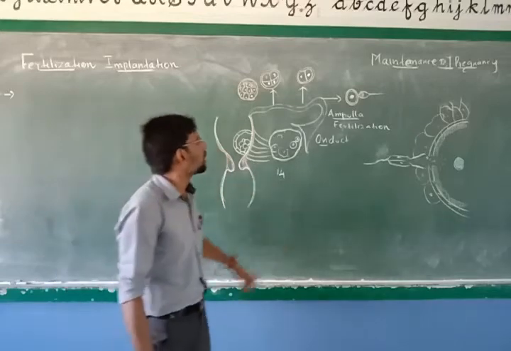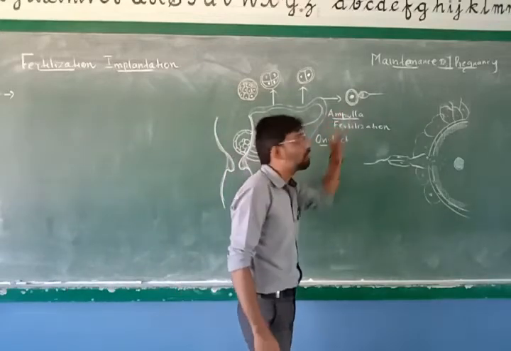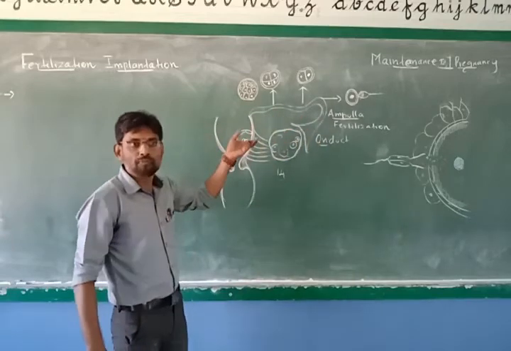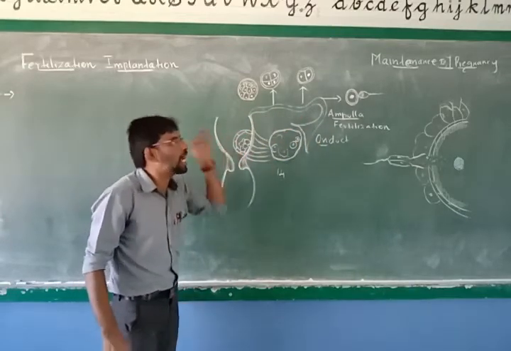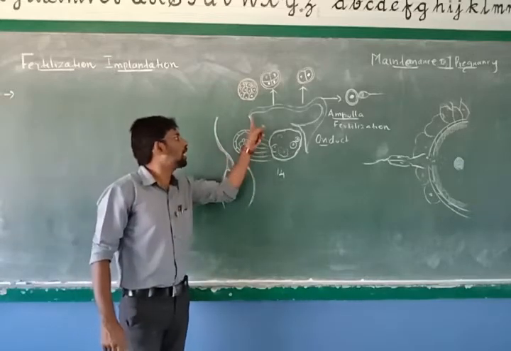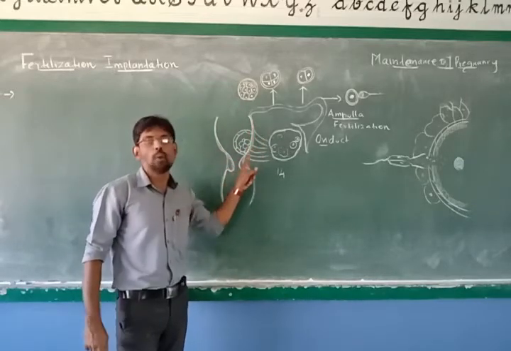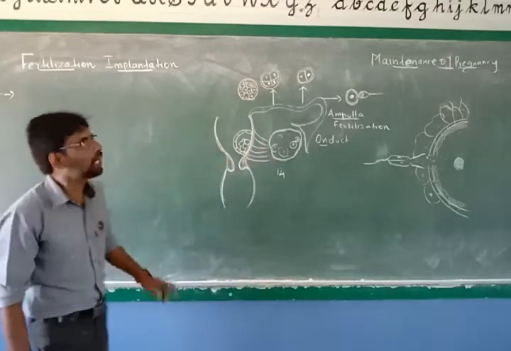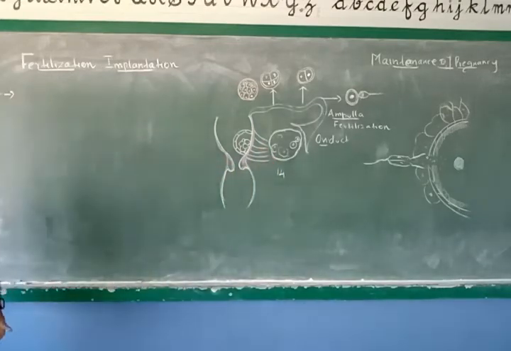Now what we are studying is, once the egg is fertilized, what is going to happen in the tube, and how ultimately that fertilized egg develops into another structure and undergoes implantation, that means fixing into the wall of the uterus. How is all this going to happen? That is what we are going to study in this topic called fertilization and implantation.